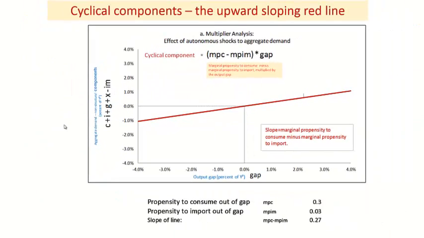The red line in this graph shows us the relationship between the output gap and the cyclical component of expenditures. Since these expenditures rise when the output gap rises, the line slopes upward. For example, we've assumed that the marginal propensity to consume is 0.3, the marginal propensity to import is 0.03, so the slope of this line has to be 0.3 minus 0.03, or 0.27. The slope of this line, positive 0.27.